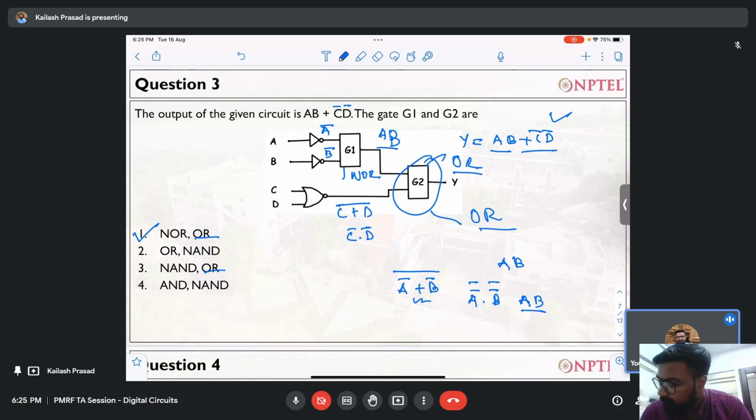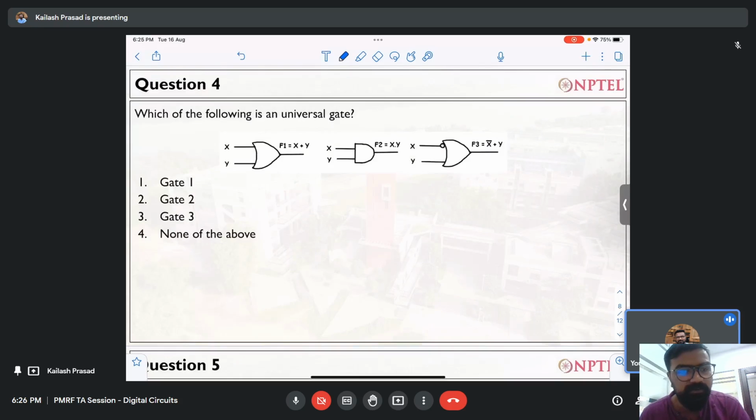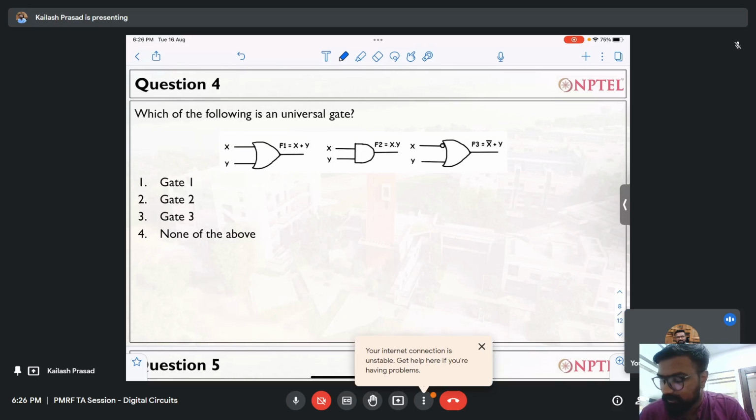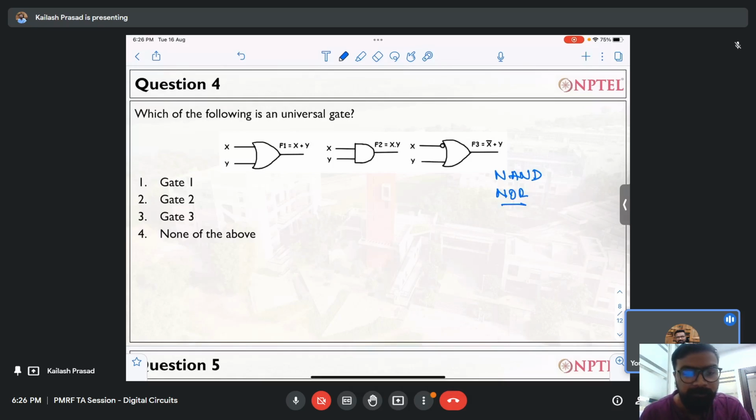So what we will do is proceed to the next question. Very interesting question. The question is, which of the following gates is a universal gate? You have to tell me which gate is a universal gate. Before that, a universal gate is a gate which can be used to design any other gate. We have a couple of universal gates. Can anybody name them? NAND and NOR is the answer I'm getting from everyone. Do we have any other gate apart from NAND and NOR which are universal?